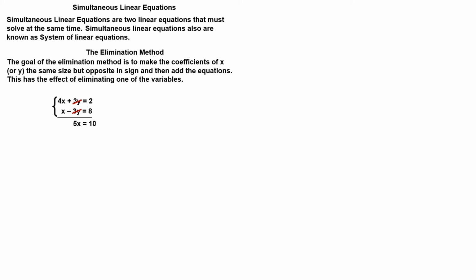Now solve for x. We can divide throughout by 5 to solve for x equals 2. Use either of the original equations to find the value of y. Choose the equation that will solve most easily. Substitute x equals 2 into the second equation and solve for y. Y is minus 2. The solution is x equals 2, y equals minus 2.